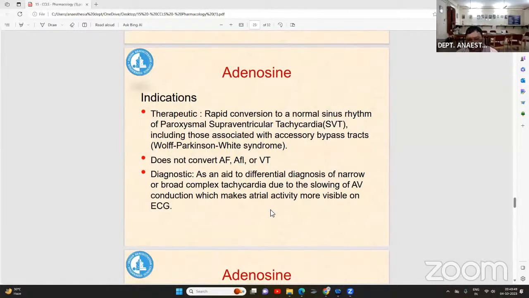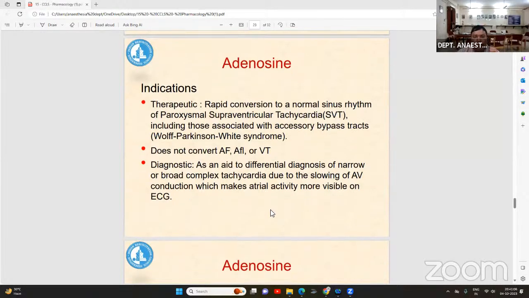It is also an aid to the differential diagnosis of narrow versus broad complex tachycardia. If you are in a dilemma whether it is a narrow or broad complex, you can give adenosine. It will slow the rate, and then you can analyze the rhythm. Slowing the AV conduction makes the atrial activity more visible on the ECG.